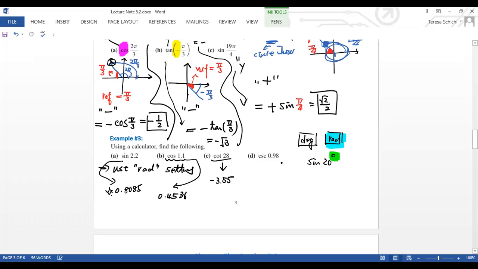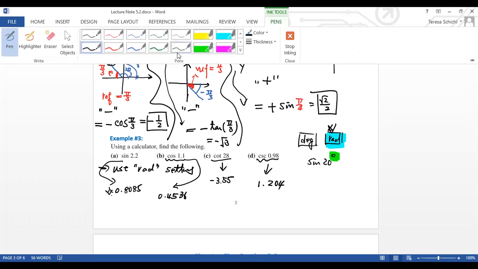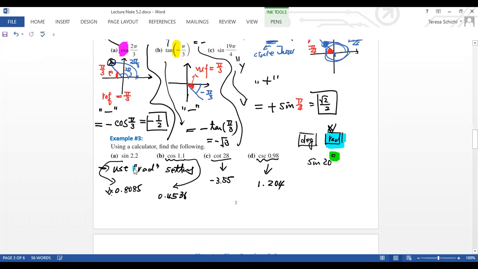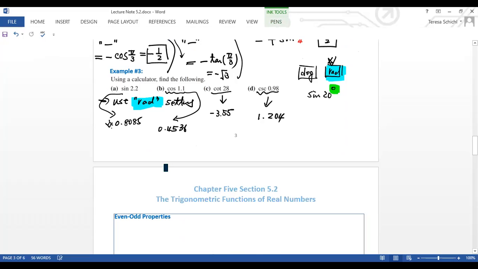And then cosecant 0.69. Make sure you use the radians, right? Then you will get approximately 1.204 here. That's why you use the radian settings here, right?